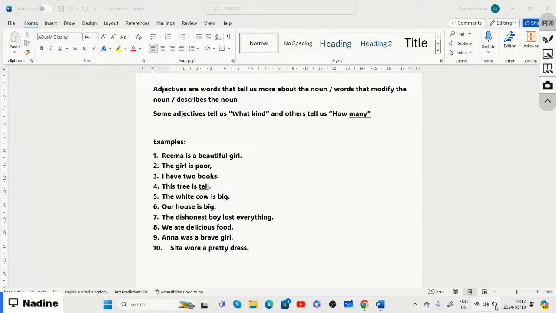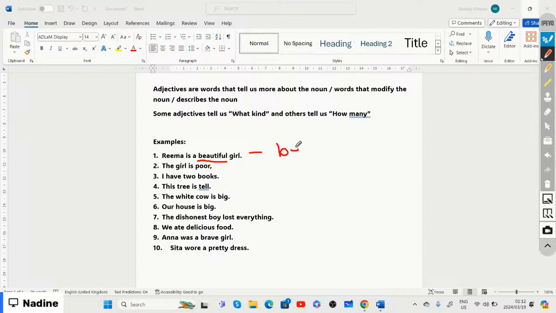All right. So if we look at this example, it says Rima is a beautiful girl. So it basically tells us what kind of girl Rima is. It tells us she's a beautiful girl. So our adjective is beautiful, right? The adjective that tells us what kind of girl Rima is, we can say that she's a beautiful girl.